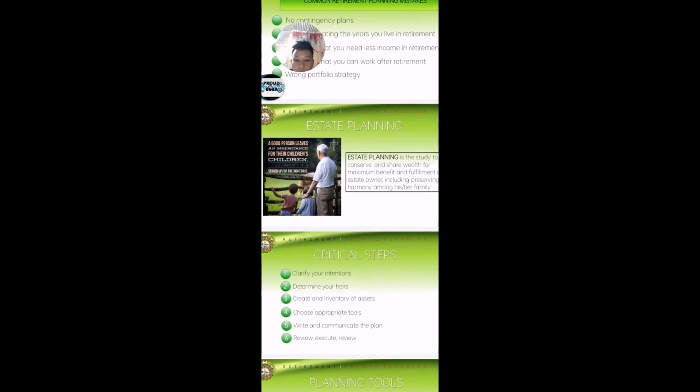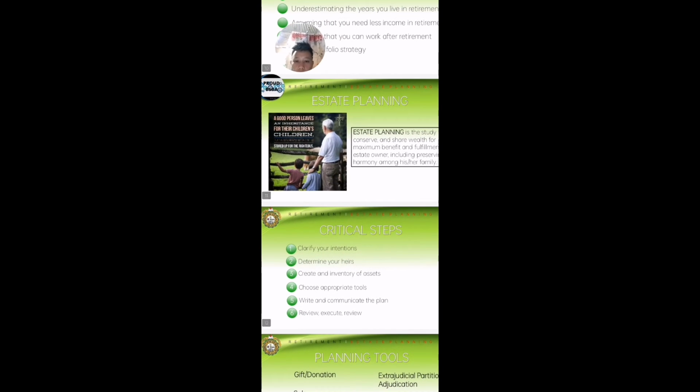Then estate planning is the study to create, conserve, and share wealth to the maximum benefit and fulfillment of the estate owner, including preserving harmony among his or her family. Then critical steps. We have 6 critical steps. Number one is clarify your intentions. Then determine your heirs.